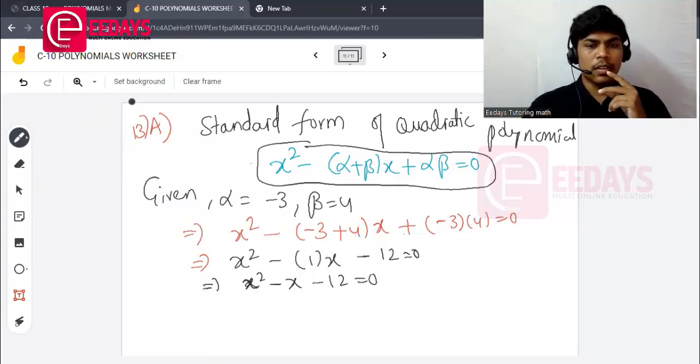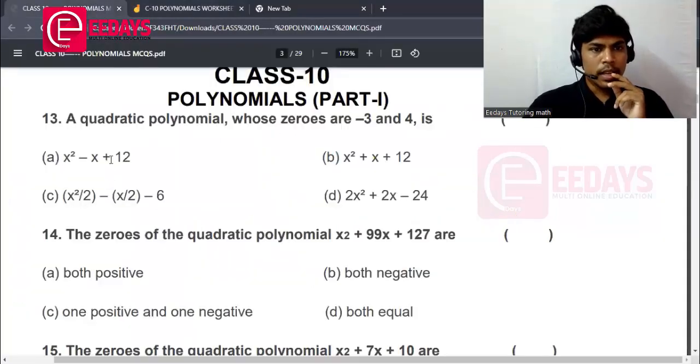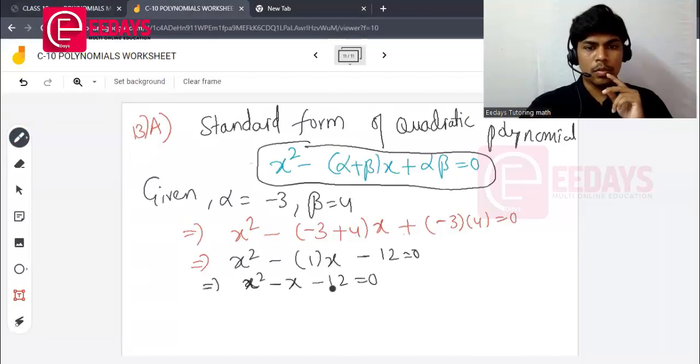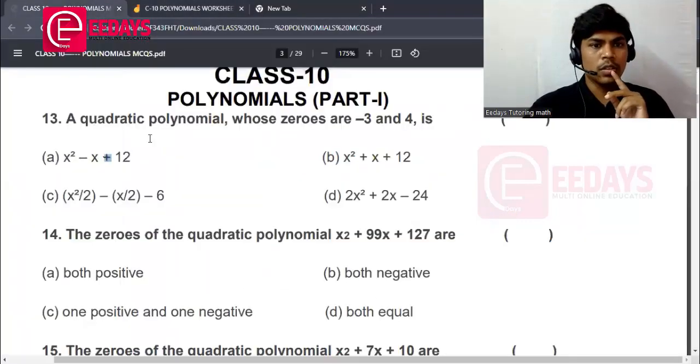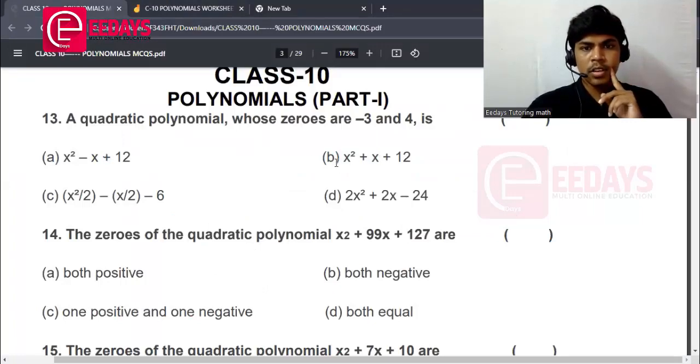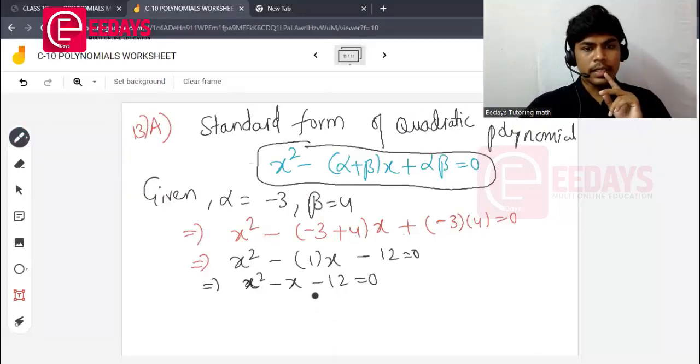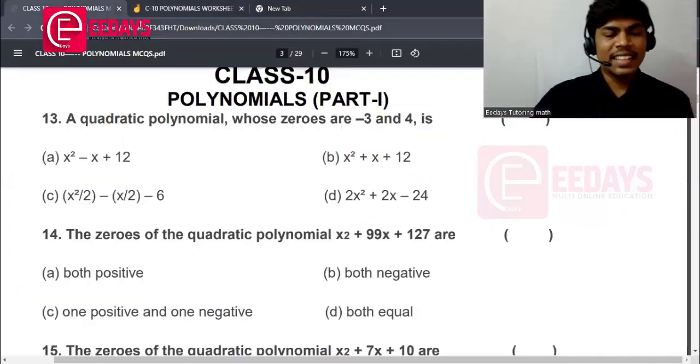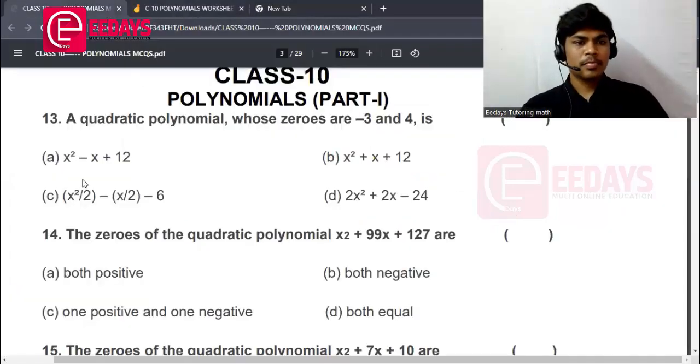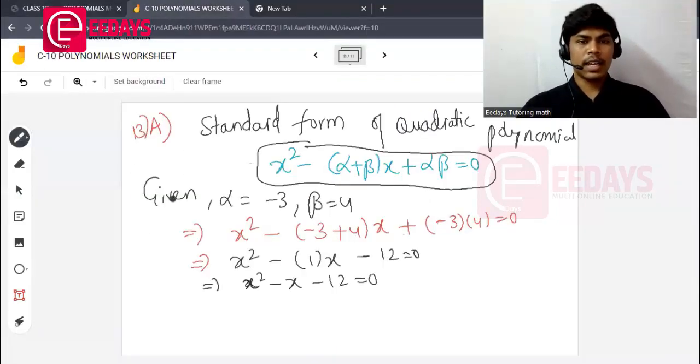Let's check the options. We are getting x square minus x minus 12 is equal to 0. Option A is eliminated. Option B is eliminated. The thing is, they are not given direct options; they given indirectly. Option C is the correct answer.